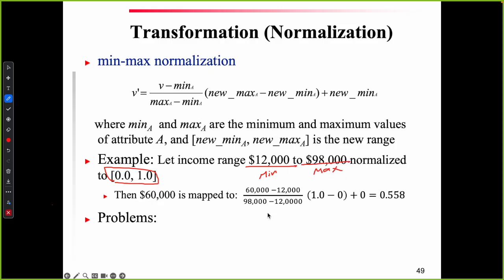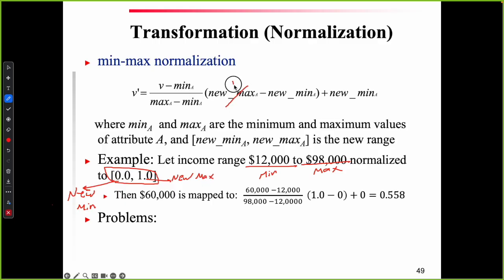So you find your min and max. And your new min and max, because you want to convert this to a range of 0 to 1, so this will be your new min, right? So this will be new min, and this will be new max. So this formula will be much simpler then.